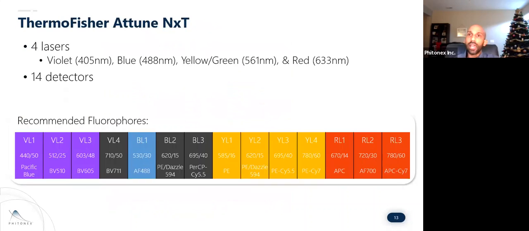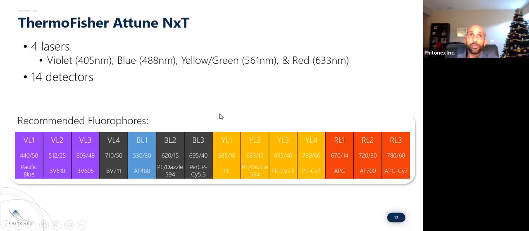So whenever we're designing a panel, and this is just an example of panel design on a Thermo Fisher Attune NXT, which has 4 lasers and 14 detectors. And these are the recommended fluorophores for each of the detectors.